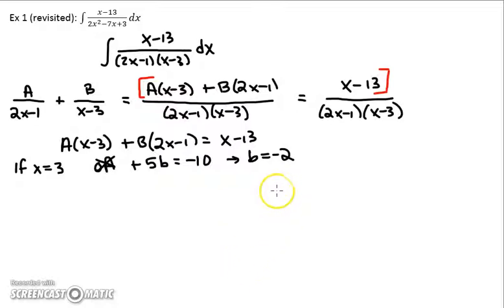So we're going to pick an X that's going to help us get rid of A. Then we're going to say, well, if X equals 1/2, we know that negative 5/2 A plus, well, if we make this 1/2, 2 times 1/2 is 1, minus 1 is 0, so B is gone, is going to have to equal negative 25/2. And if you solve that, we're going to get that A is going to be equal to 5.